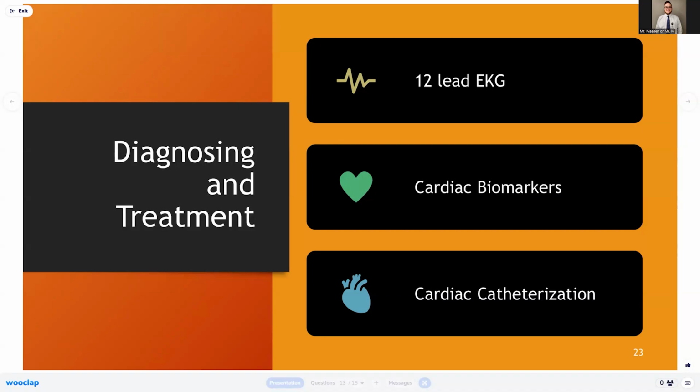Diagnosing, we kind of talked about this as well, but this is the 12 lead EKG. We're looking for ST elevation, ST segment changes, STEMI, non-STEMI. Labs: troponin, myoglobin, CKMB. The troponin is going to be kind of the first to show up usually, and it can peak for weeks. Troponin can stay elevated for weeks.